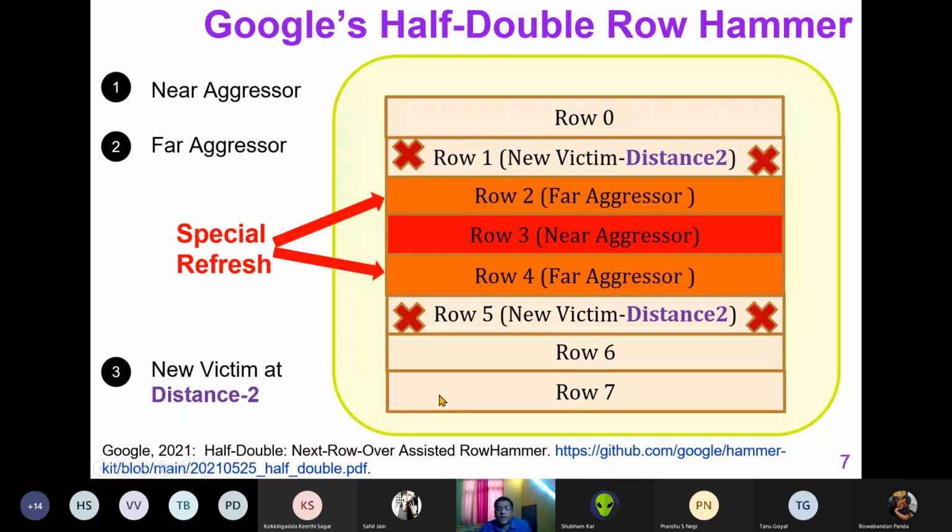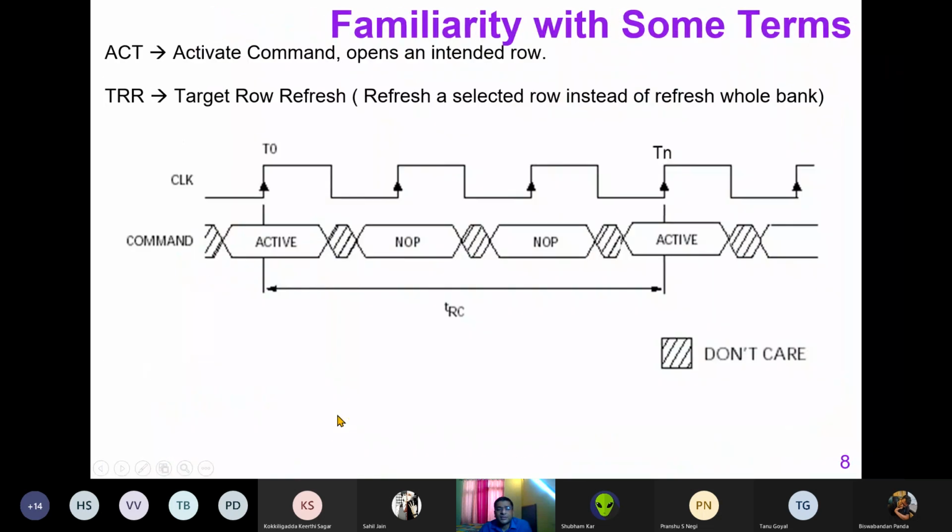Like all these row 1 and row 5 different bits are getting toggled. Now, before going into the solution, let's get familiarized with some of the terms which are commonly used in DRAM. So the activate command is a command which is basically opening a row. Opening means basically you are applying a high word line voltage. So that means that word is accessible and that row's values are getting copied into the corresponding row buffer of that bank.